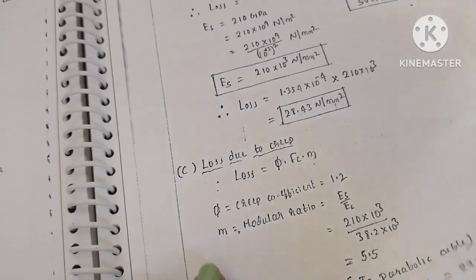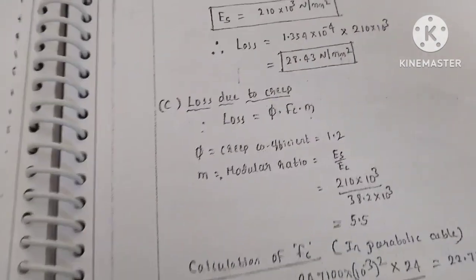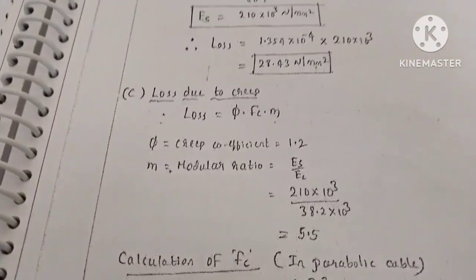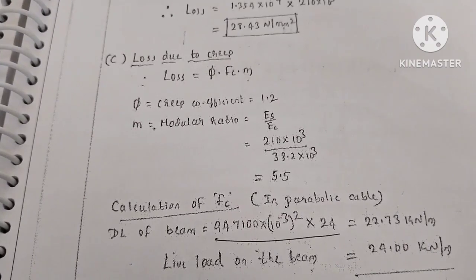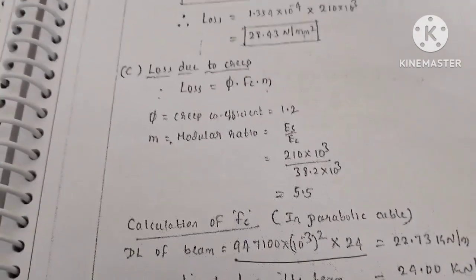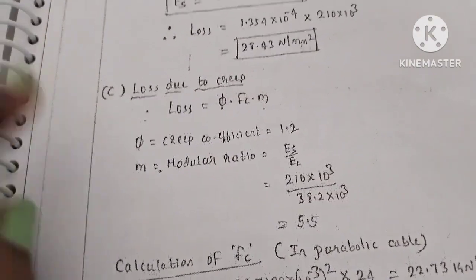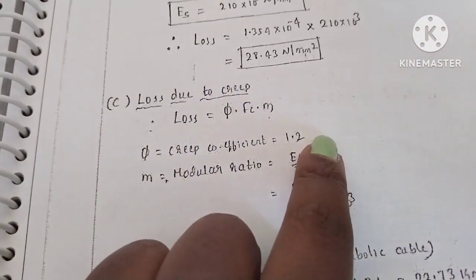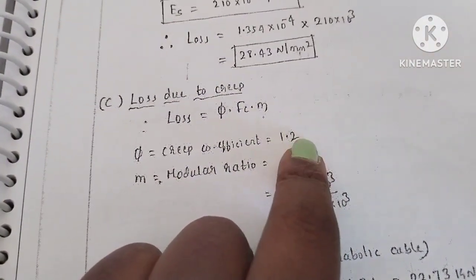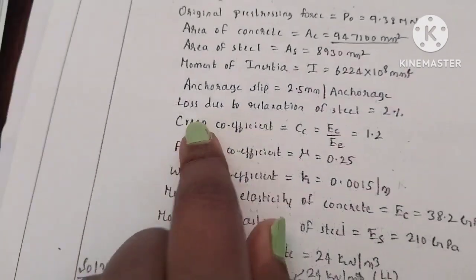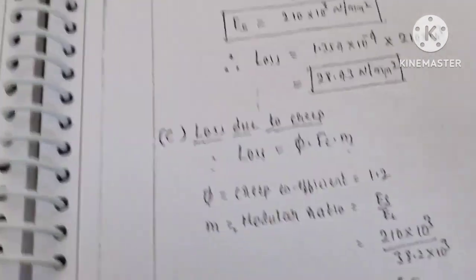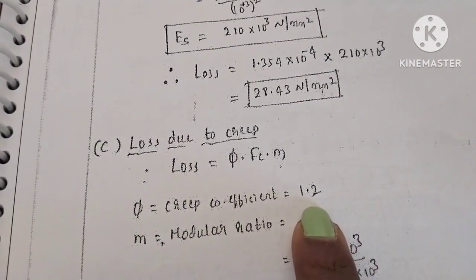Okay, next the loss due to creep you have to calculate. The next loss is loss due to creep. The loss equals 5 into FC into m. The creep coefficient value they have given in the question, that is 1.2. The same thing, creep coefficient is 1.2.